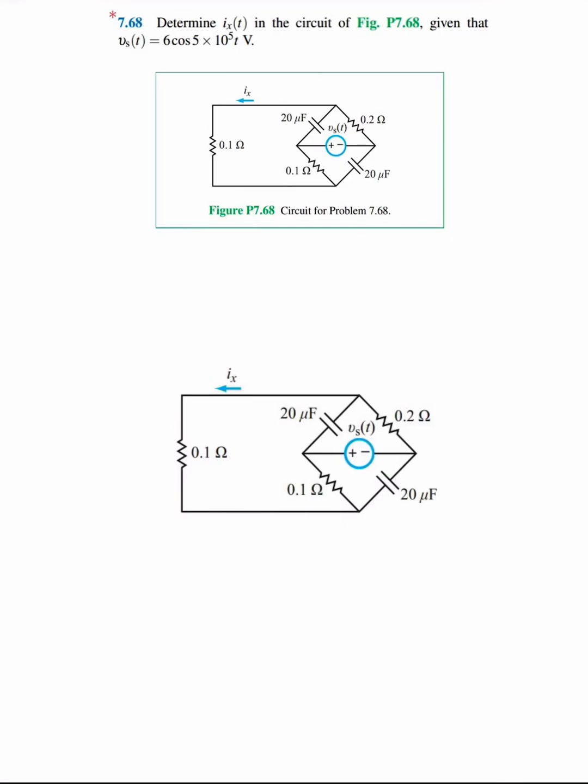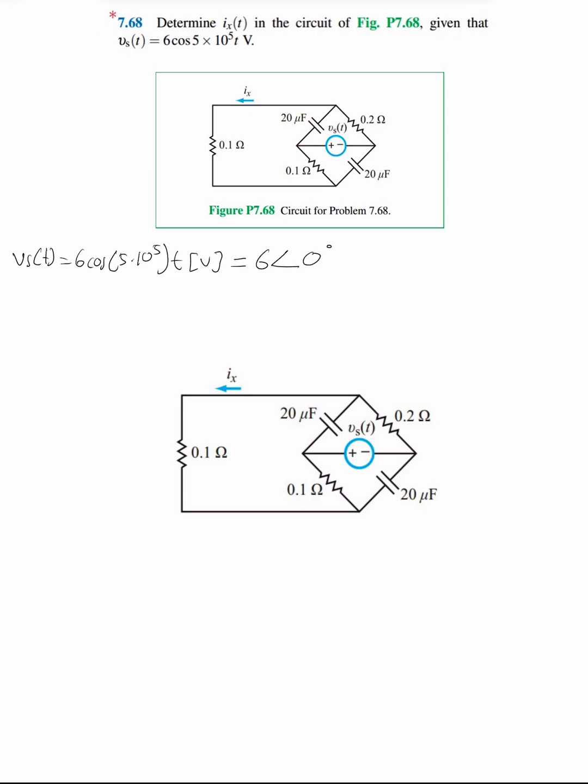I'm going to be doing this problem. We're going to determine Ix(t) in the circuit given that Vs(t) equals 6 cosine 5 times 10 to the 5th t volts. First thing we're going to do, since this is a steady state problem, I want to use phasors. So we have to convert this equation to a phasor. Vs(t) equals 6 cosine 5 times 10 to the 5th t volts. It's going to turn into 6 angle 0 degrees.